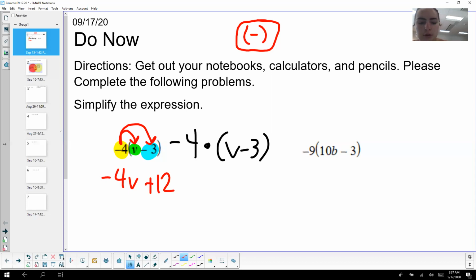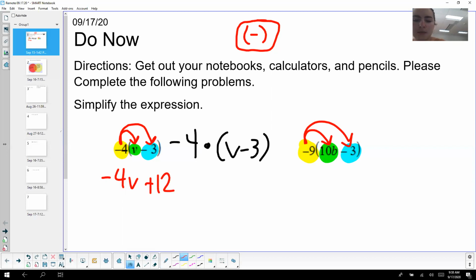So I'm going to do the same thing over here. I'm going to highlight. I've got a -9 in front that's going to be multiplied to the two terms that are inside the parentheses. So I've got 10b and -3. So I need to distribute that -9 to those two terms inside the parentheses. So I'm distributing it by multiplying it.